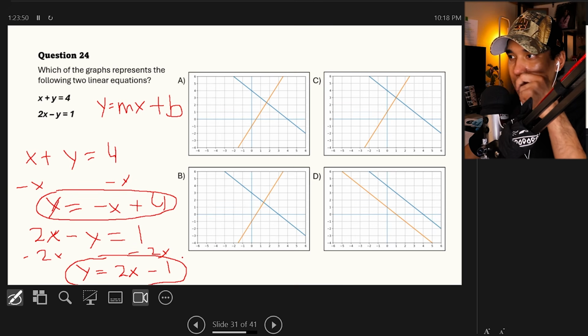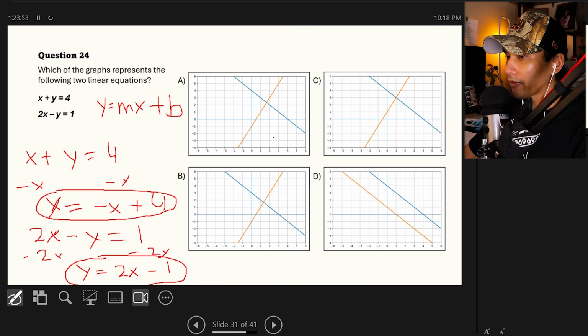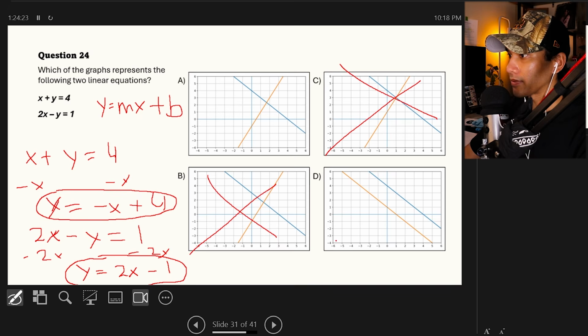So at first glance, I would just find any graph that has intercepts at 4 and negative 1. This one has 4 and negative 1. This one has a 4 and positive 1, so take that out. And this one has a 3 and negative 1, so I would already take these out. This one has two parallel lines on a negative slope, but we have a negative slope and a positive slope, so I would take these out. That gives us this one right here as our correct answer. A is our correct answer.